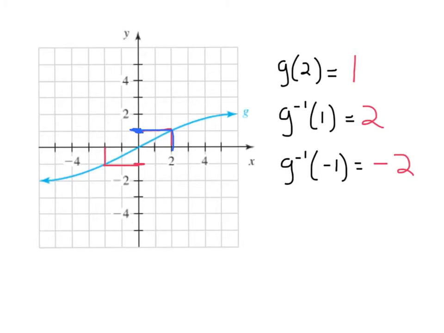Now once again, the original function g would send the number negative 2 to negative 1. So the inverse function does the reverse. It sends negative 1 back to negative 2.